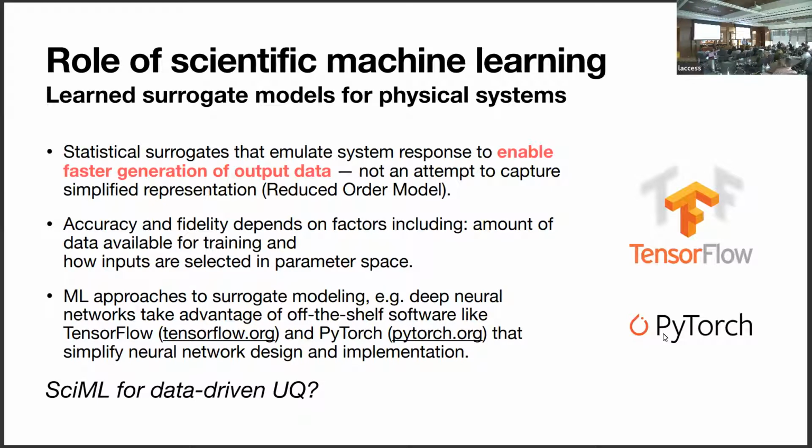One important thing to remember is that when you have these statistical surrogate models, they're not an attempt to capture a simplified representation. It's not a reduced order model in the sense that you're trying to capture some simplified representation of the dynamics of some system.